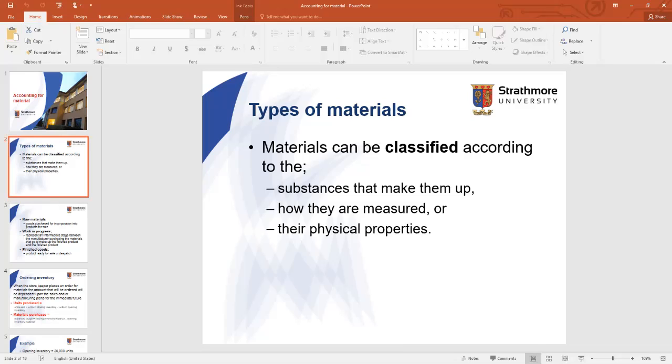So you can classify that based on the physical features of the product that makes up the final commodity. Then also how it is measured. You can also have a classification based on how it is getting measured. Is it measured in liters? Is it measured in kgs? What is the measurement basis used to evaluate the material? That is another way we can classify material.